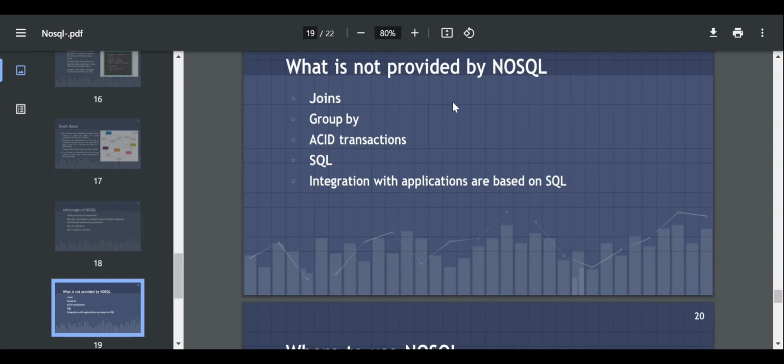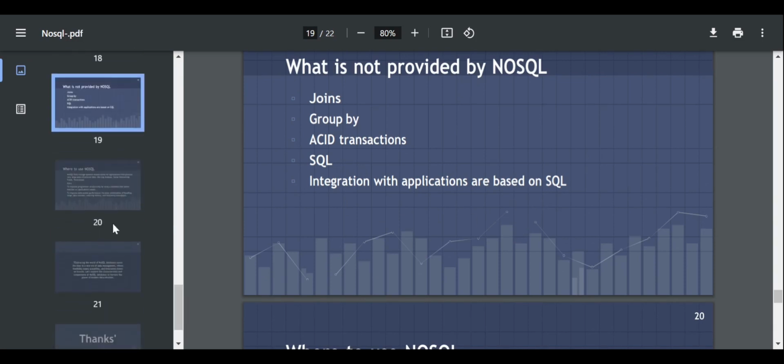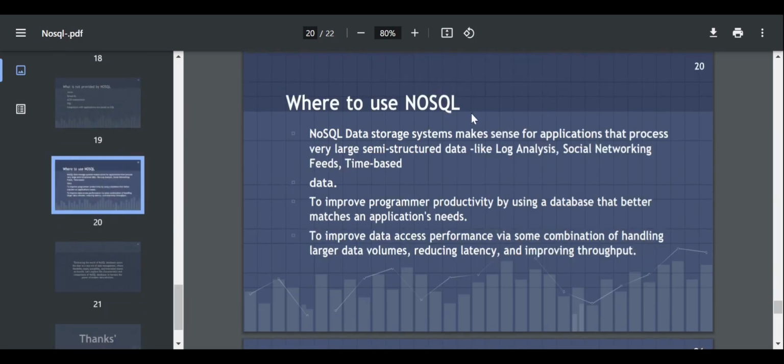What is not provided by NoSQL? Joins, group by, ACID transactions, SQL, and integration with applications that are based on SQL. We have to use NoSQL anyway.